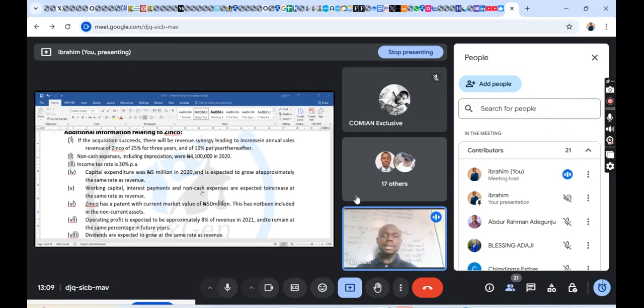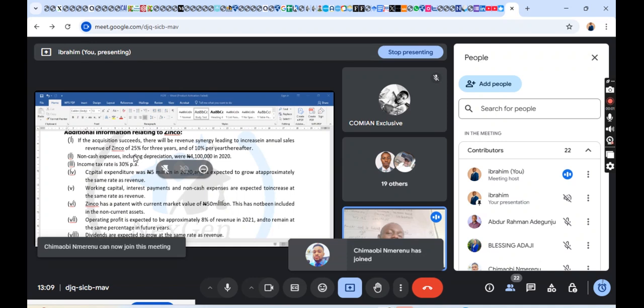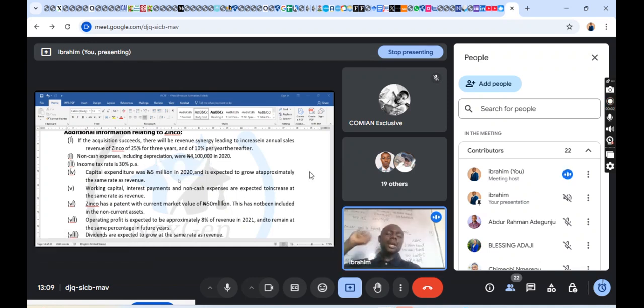Class, let me quickly take Roman figure 1 again. If the acquisition succeeds, there will be revenue synergy leading to increased annual sales revenue of Zinco of 25% for 3 years, which means the sales revenue will increase for 3 years. Don't forget, we are given 2019, 2020. So which means that for 3 years, we start from 2021, 2022, and 2023.